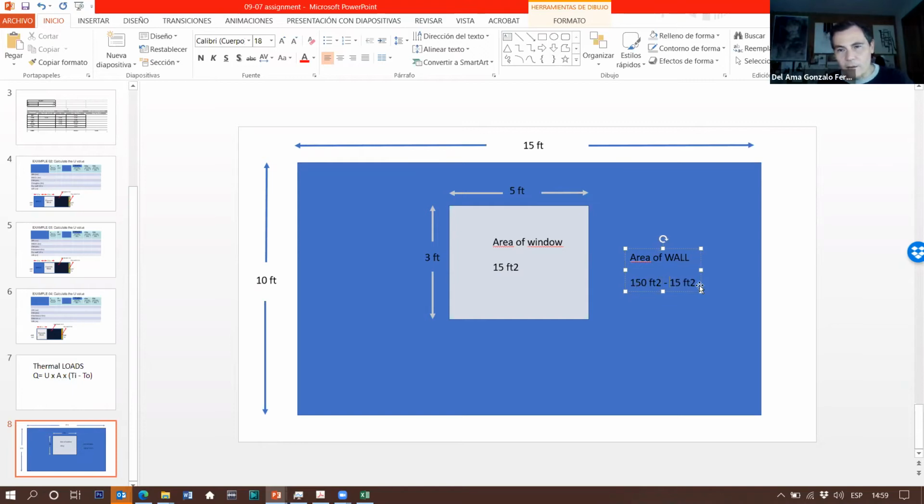And then we have to subtract the area of the window, because we are asking for the area of the solid wall. It's not the total area. We have the area of the window material, and then we have the area of the blue material. So it's 15 times 10, 150, minus the area of the window, which is 15. So that would be 135 square feet.